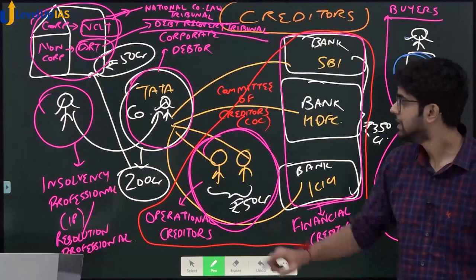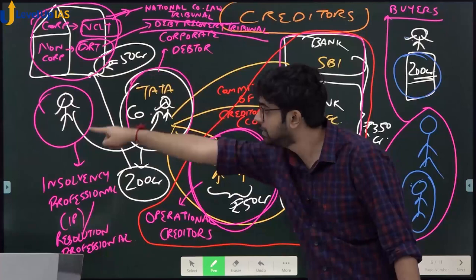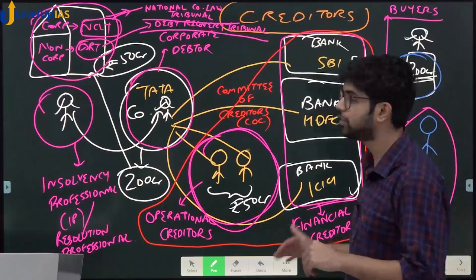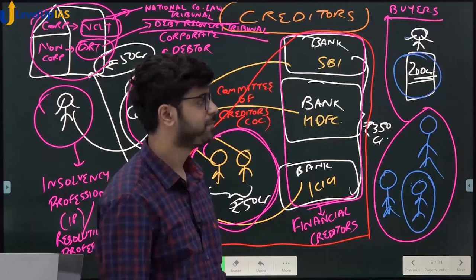See what happens. This party defaults. These parties are called this, those are called that, then this appoints this person, then this person appoints the committee of creditors, then they take a vote, then a buyer comes in, a different buyer comes in. I want you to attempt this. I want you to write an answer on this. This is how we practice, this is how we do it. Because if such an easy question comes, I want you to get the maximum marks.